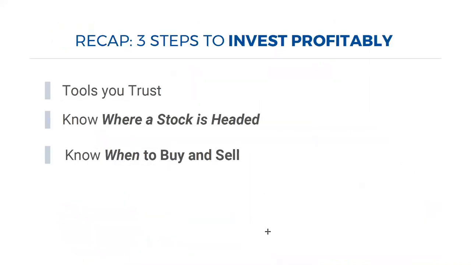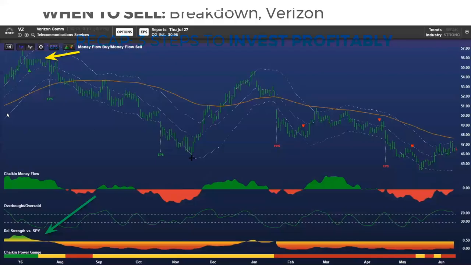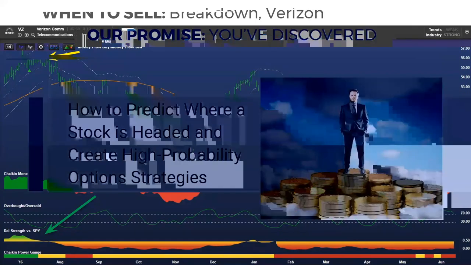Okay, so let's recap now. We've talked about three steps to invest profitably using tools you trust. That's the Chaikin Power Gauge rating: know where a stock is headed. That's how to identify that classic bull and classic bear setup. And knowing when to buy and sell, which is using the buy-sell signals in conjunction with the overbought, oversold indicators.